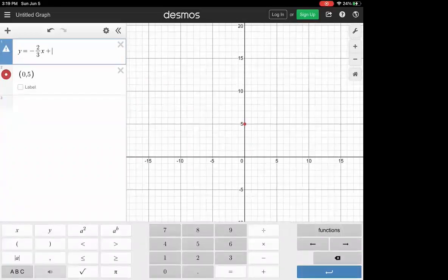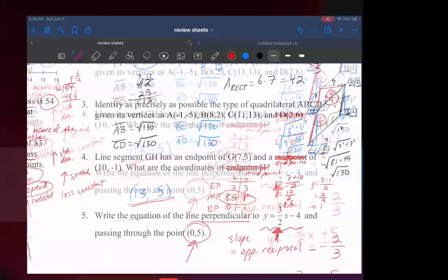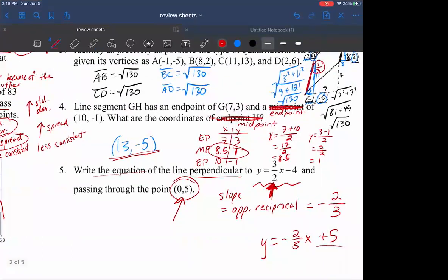So let's say I guessed +10. Well, that's too high. So let's pick a smaller one. +8, still too high. +6, still too high. +4, too low. +5, perfect. So I can kind of guess and check until I figure out exactly what it is. Okay, so that's one strategy. Again, that's using Desmos. If you didn't, but you knew the slope was -2/3, this is where you would use point slope form.